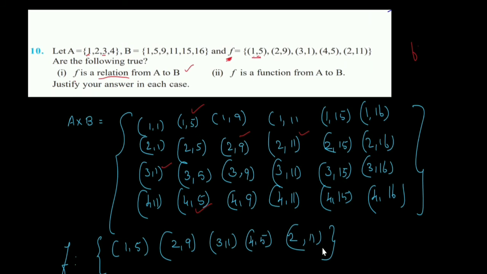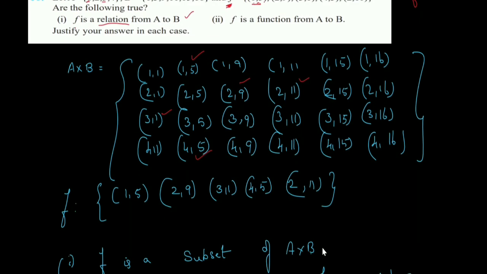Next, is it a function? When will you say it is a function? If a relation is expressed as ordered pairs, you can easily check if it is a function. How? You should not have the same first element. If you take 2, you have the 2 here also. So the same first element is 2 here, and here also it is 2. So it clearly says this is not a function.